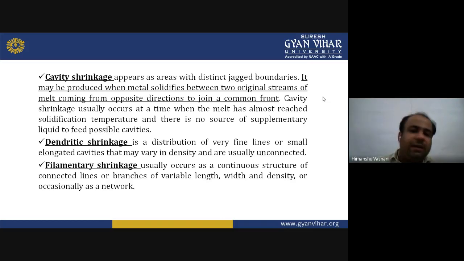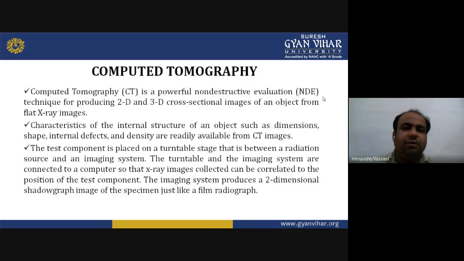Okay. Now, filamentary shrinkage usually occurs as a continuous structure of connected lines or branches of variable length, width, and density, or occasionally as a network. So these three are a kind of shrinkage discontinuity.